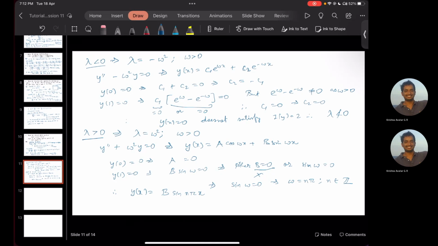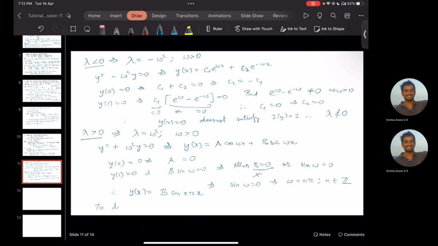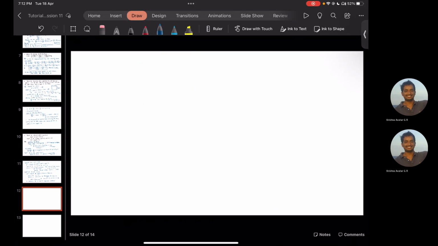Okay. Now to determine b, we need the isoperimetric constraint. Okay, and then this is given by the integral of y squared dx from 0 to 1, which is equal to the integral from 0 to 1 of b squared sine squared n pi x.